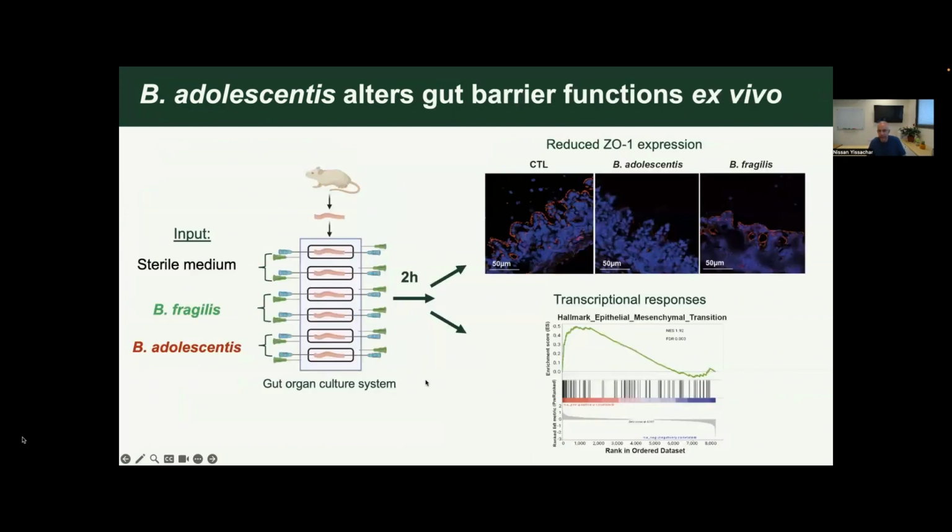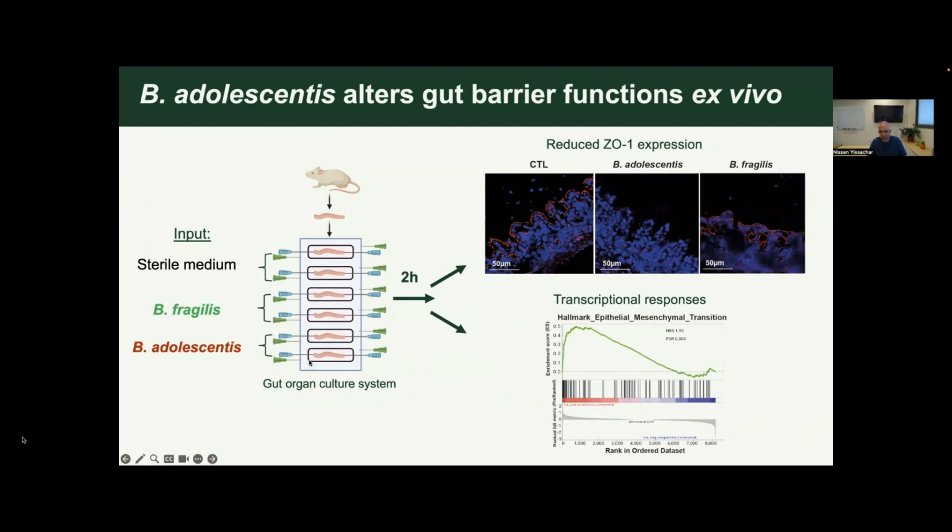Now, lastly, we repeated these experiments using the gut organ culture system. We infused B. adolescentis or B. fragilis directly into the gut organ cultures. And here again, when we look at tight junction structure, we can detect this reduced expression of ZO-1 in the intestinal epithelium, and we can detect transcriptional changes that are related to intestinal epithelial function.